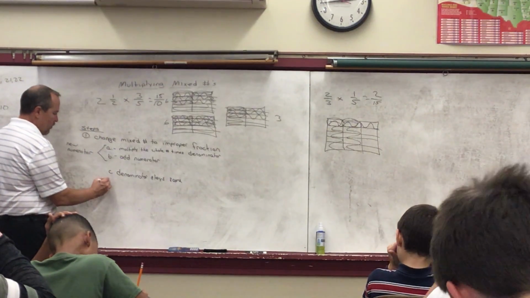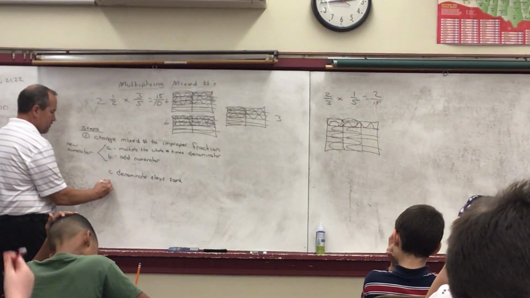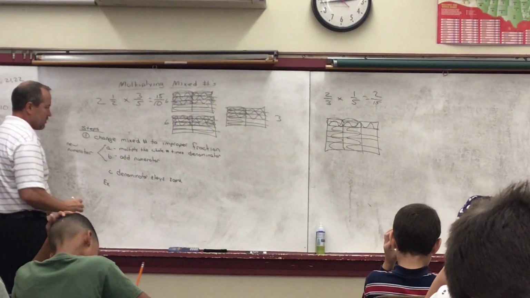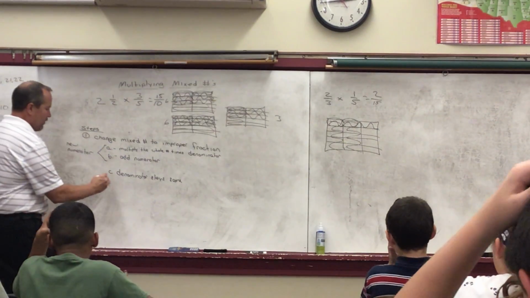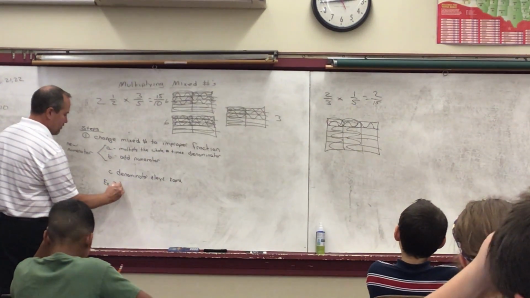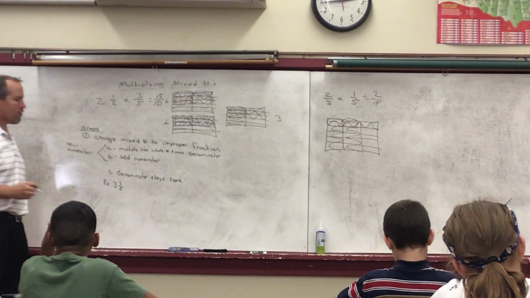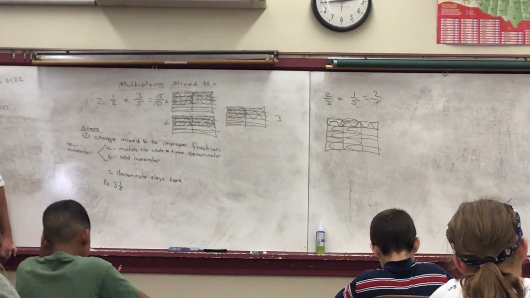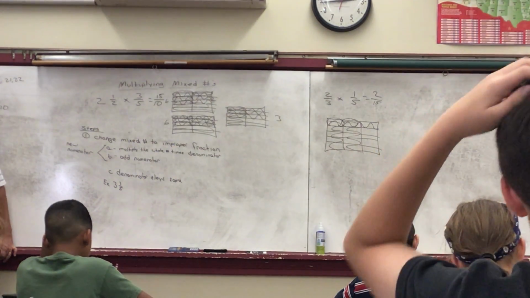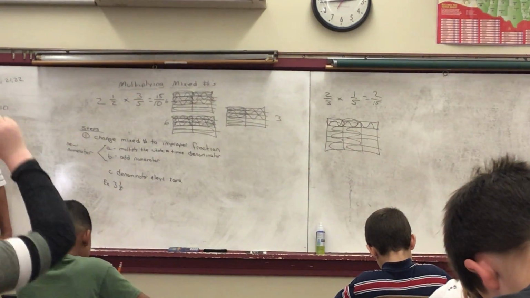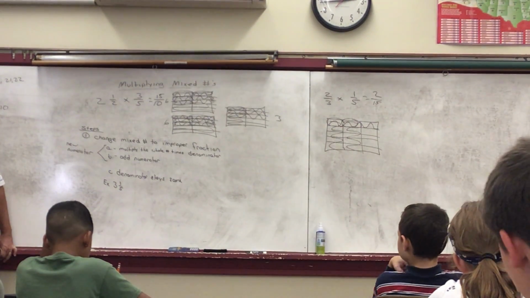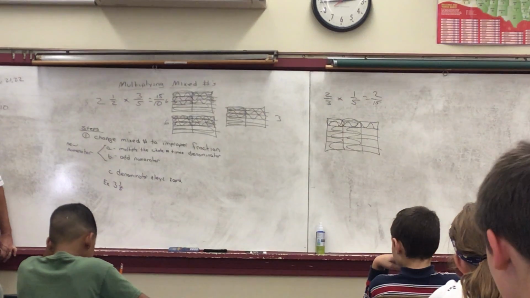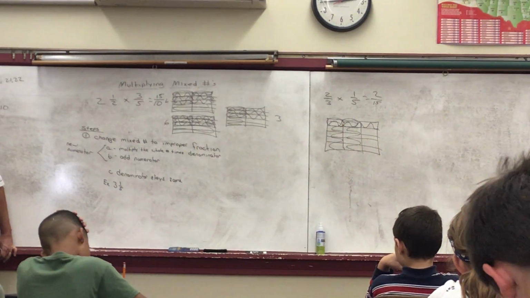Okay? If we do an example of this, if we have 3 1/5, the first thing it tells us to do is what? Multiply the whole number times the denominator. 3 times 5 is? 15.